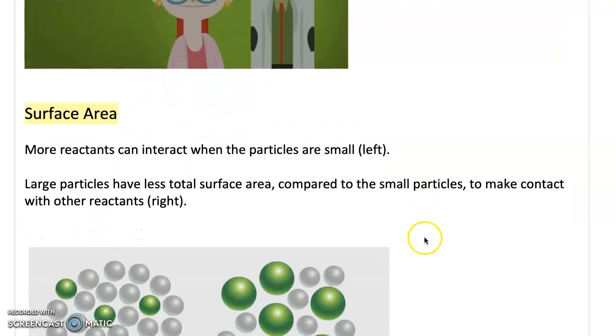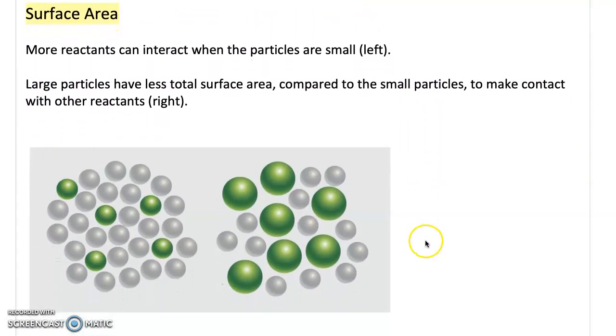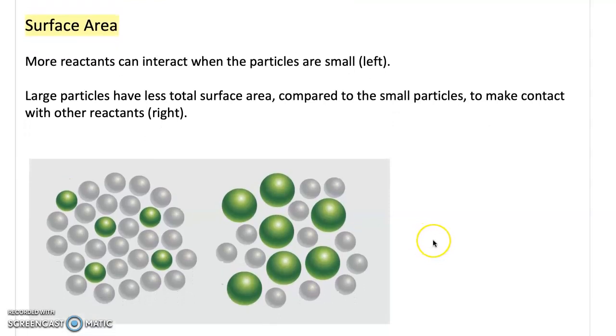So this one here, this is surface area. So this is a way that we can increase a chemical reaction. So make it go faster. So more reactants can interact when particles are small. So if I have two different substances here, the green and the grey, if they're smaller, what that actually means is that there's more surface to the volume.